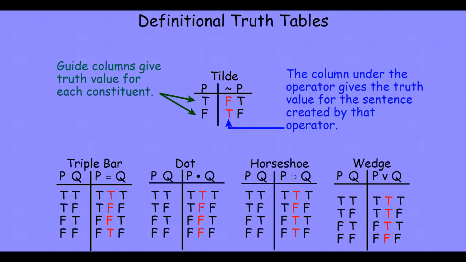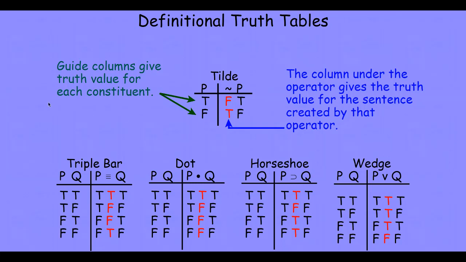And so we can learn these definitional truth tables because their information can be expressed in a simple sentence. So the truth table for tilde P says every truth value is the opposite of what the tilde negates.